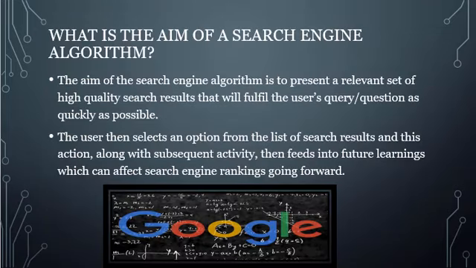Now comes what is the aim of a search engine algorithm. The aim of a search engine algorithm is to present a relevant set of high quality search results that will fulfill the user's query or questions as quickly as possible. The user then selects an option from the list of search results, and this action along with subsequent activity then feeds into future learnings which can affect search engine rankings going forward.